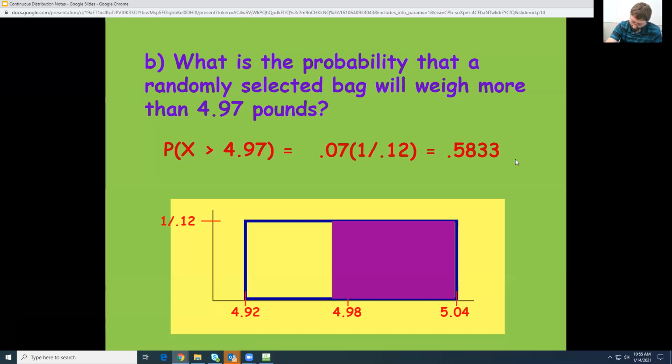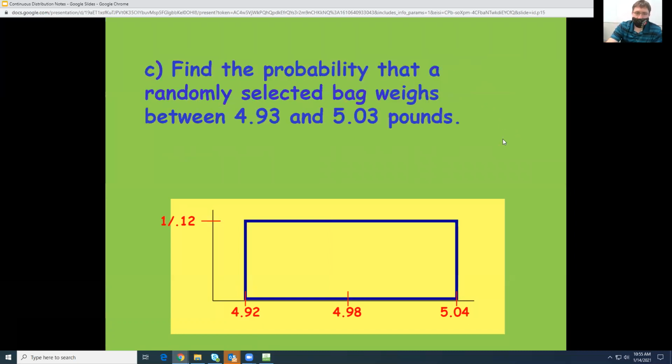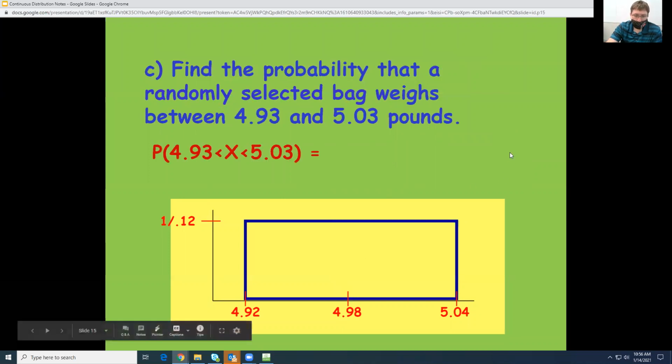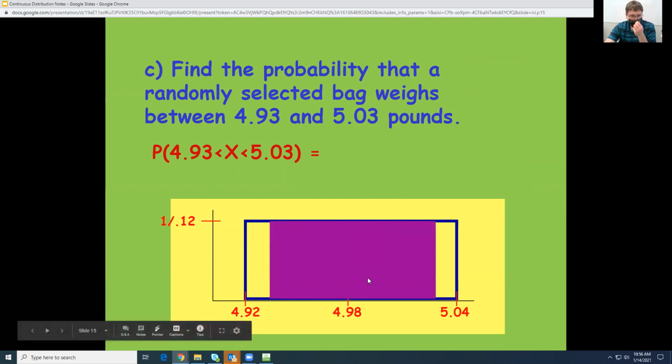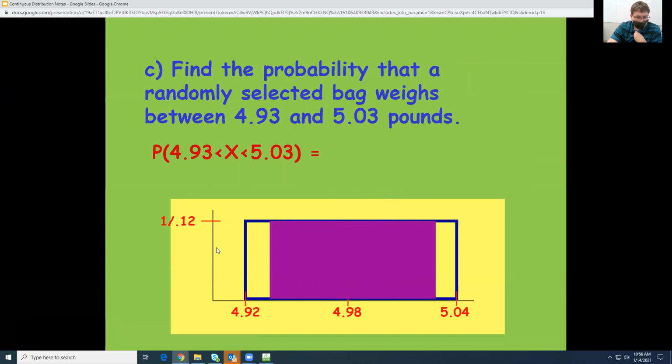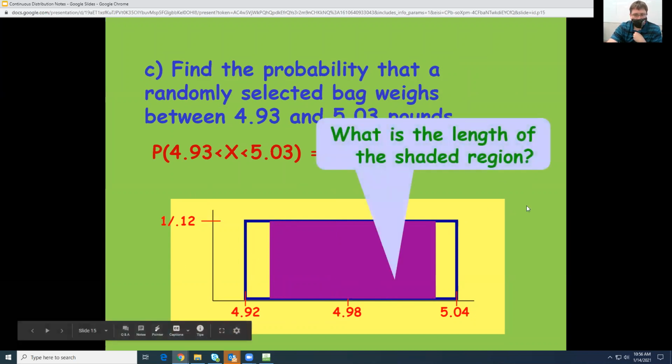All right, for the next one, find the probability that a randomly selected bag weighs between 4.93 and 5.03. So again, shade your region, get an idea of where you're working, and figure out how far apart those two numbers are. To me, it looks like it's 0.1 apart from each other. So that's going to be my length.